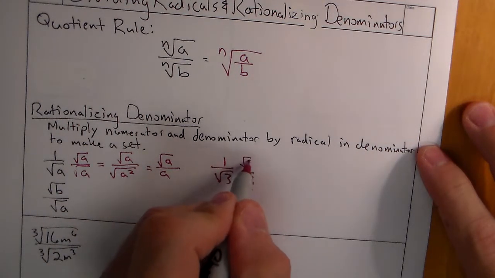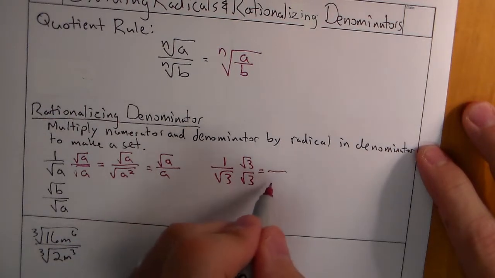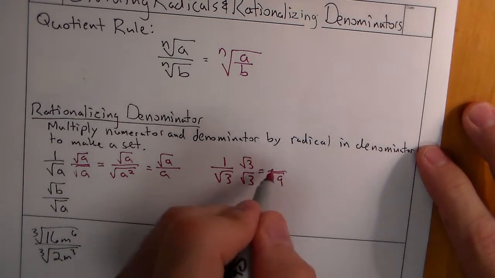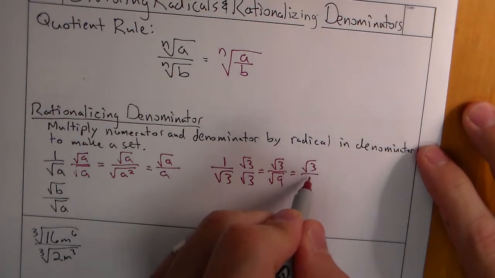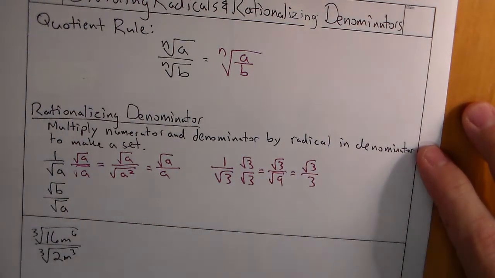A basic example of this: if I said 1 over the square root of 3, I'd multiply the top and the bottom by the square root of 3. That gives us the square root of 9 on the bottom, the square root of 3 at the top, which becomes the square root of 3 over 3. We've moved the radical up in what we call rationalizing.